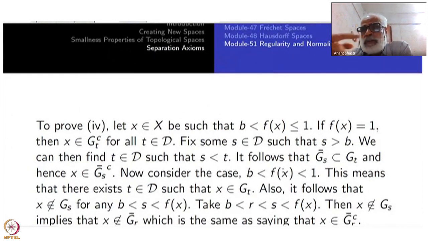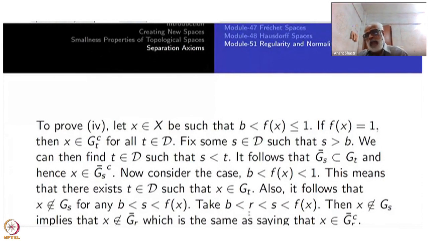When f(x) is strictly less than 1, it is a second condition, namely f(x) is the infimum of all t such that x is inside G_t. This means that x is inside G_t first of all, and then you take that f(x) is bigger than b but less than 1, which is what I have done. Also, it follows that x is not in G_s for any s with b less than s less than f(x). If that were the case, then f(x) would be smaller than that. So if s is smaller than f(x), x cannot be in G_s, because f(x) is the infimum. Okay? So now you take b less than r less than s less than f(x).